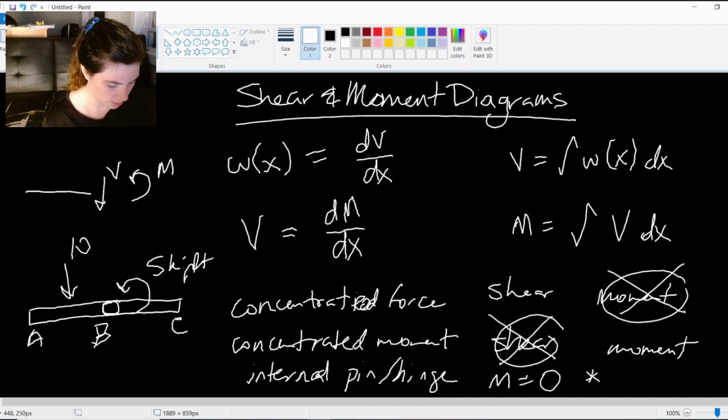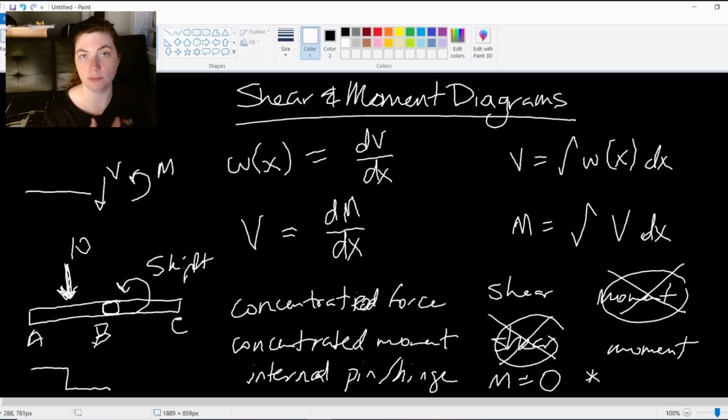So in this example, this 10 kip applied force here would cause a downshift in my shear diagram. Say I was at 0, and it would shift down by 10 on my shear diagram, and only on my shear diagram, wouldn't affect my moment diagram. Just that concentrated force there. Whereas this 5 kip counterclockwise, again, if I were traveling along, then I would go down by 5 where that moment is applied.